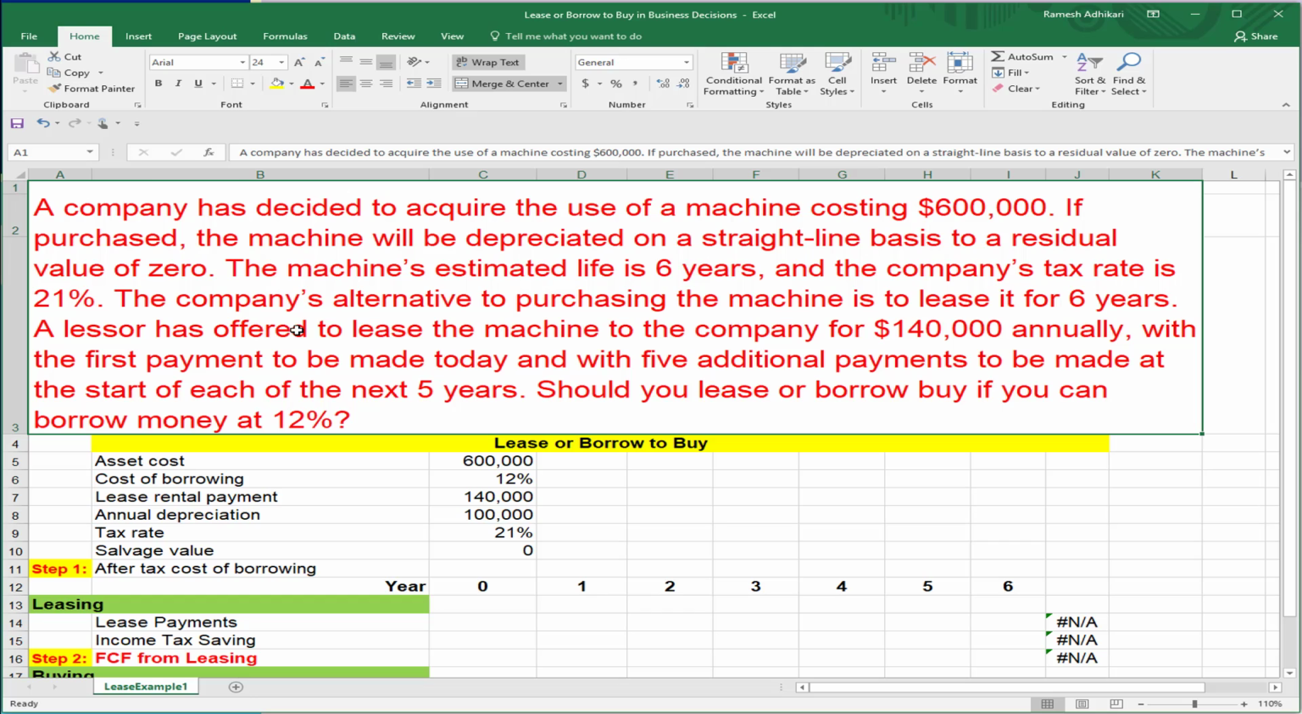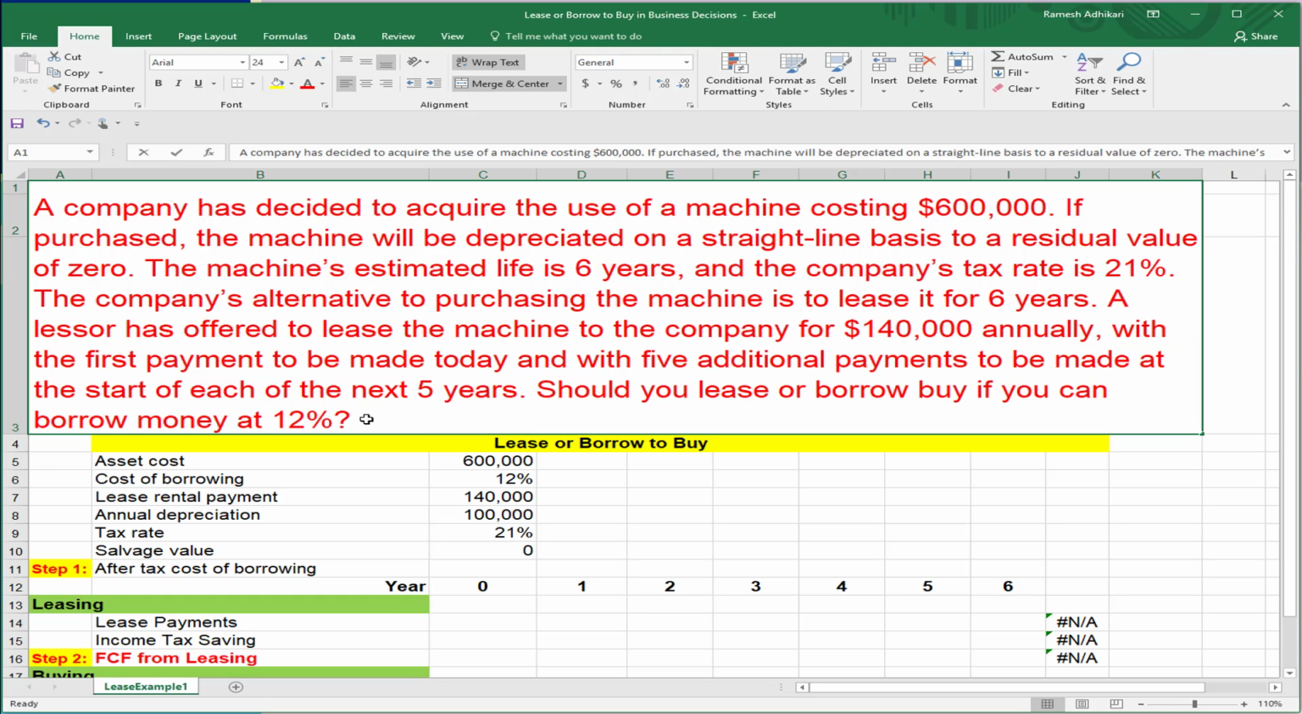The company's alternative to purchasing the machine is to lease it for 6 years. A lessor has offered to lease the machine to the company for $140,000 annually, with the first payment to be made today, with 5 additional payments to be made at the start of each of the next 5 years. In this case now, should you lease or borrow to buy if you can borrow money at 12%?